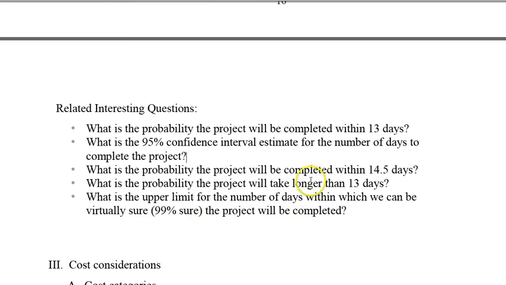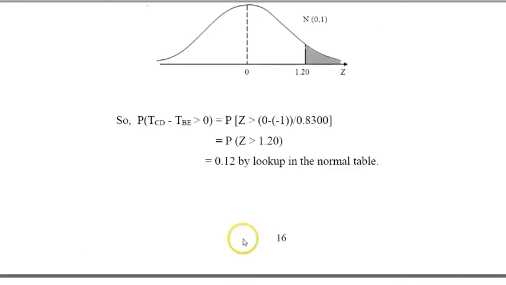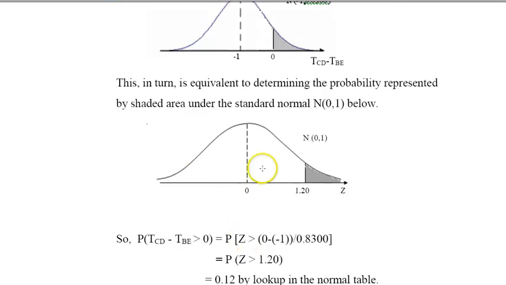We know that with 14 days, we are 50% sure we can complete it. Please try to answer all these questions, and they all reduce to basically working with a z distribution.